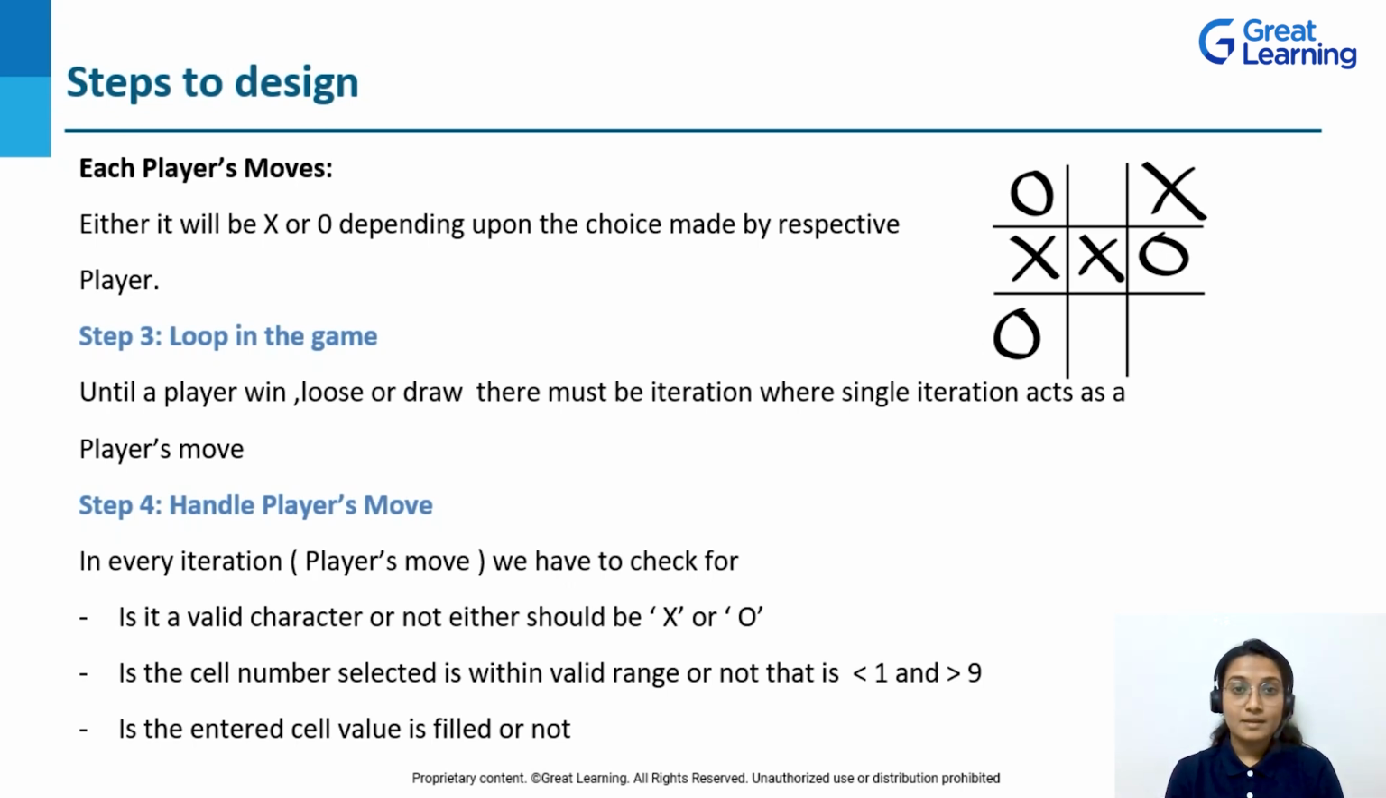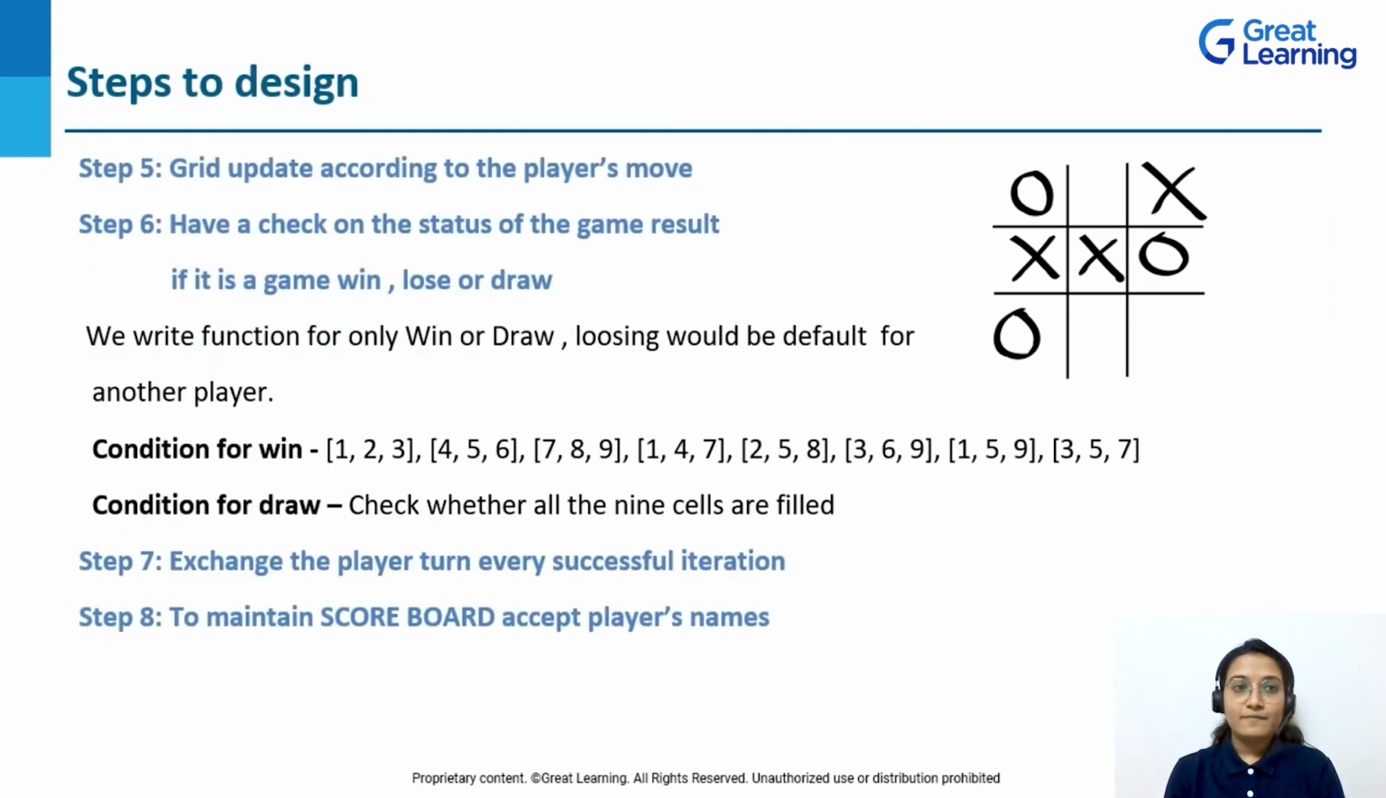What if all these problems occur? How will the code self-repair, right? In step 4, we have to form exception handling for all the 3 conditions listed. In step 5, we have to update the grid accordingly. With every iteration, every player move, we have to update the grid, right? The grid update according to the player's move is step 5.